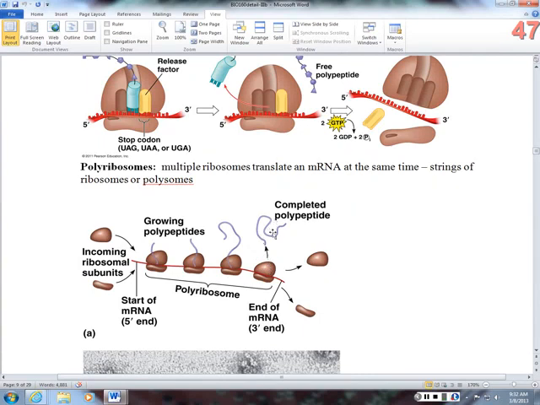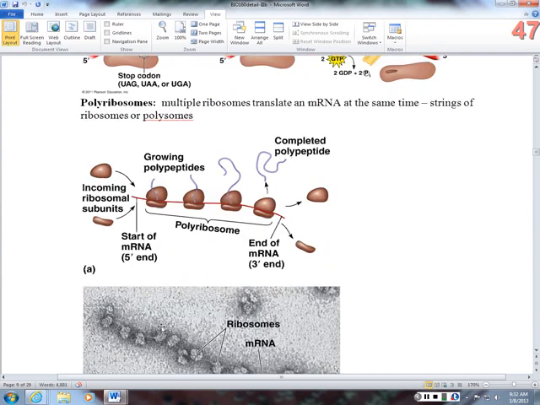So we can have polyribosomes where we will have more than one ribosome read an mRNA at a time. So just like you can make multiple sets of the instructions, you can have multiple workers reading the instructions at the same time. So this one in the front of the line, you can see its polypeptide is the longest because it's read and done the most of the instructions.